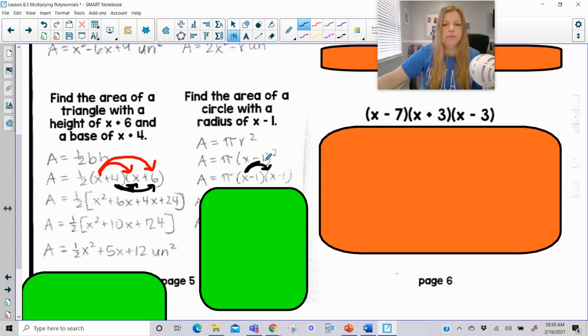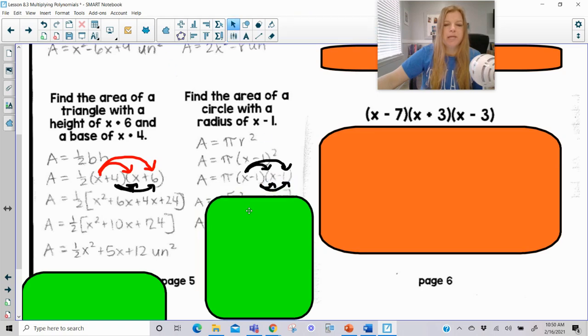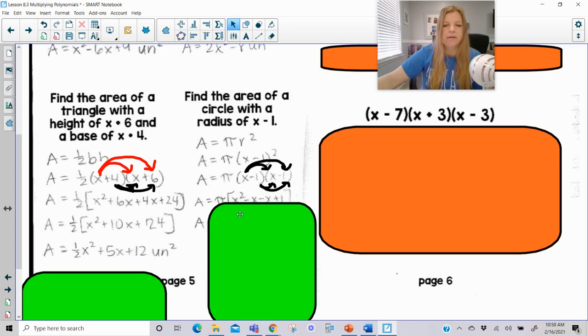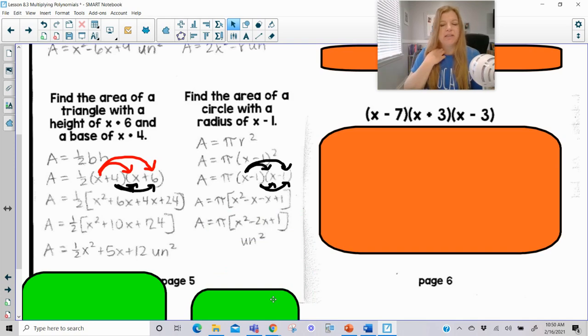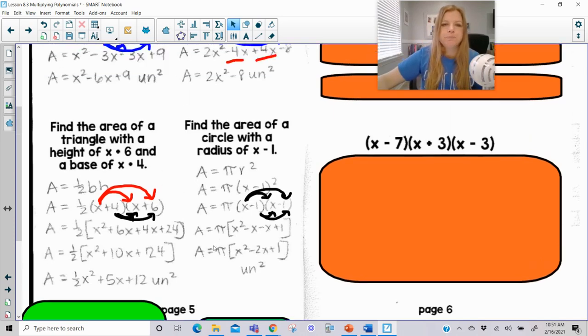We're going to distribute, do our double distributing. And I'm going to do the same thing where I put that bracket. So pi is going to stay outside. So then it becomes x times x is x squared. x times negative 1 is negative x. Negative 1 times x is also negative x. And then negative 1 times negative 1 is positive 1. Combine my like terms. And I could actually leave my answer like that. I could distribute the pi. I don't really need to. I could just say it's pi times that entire value.